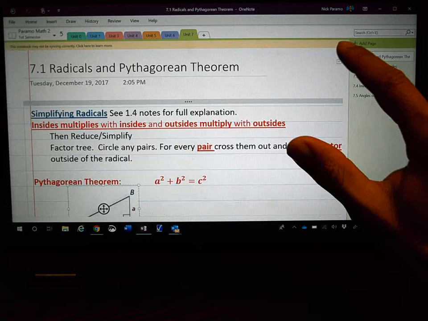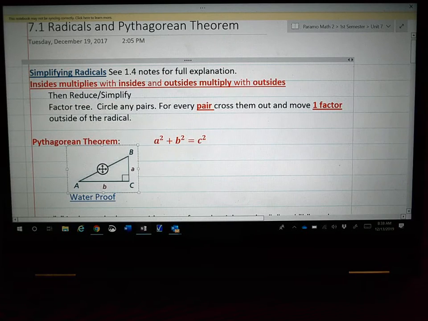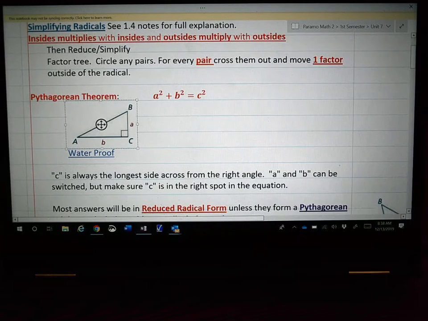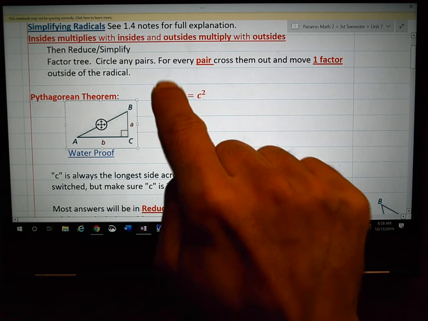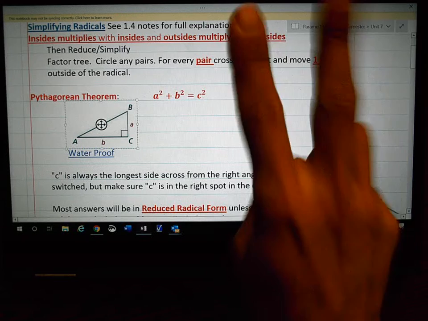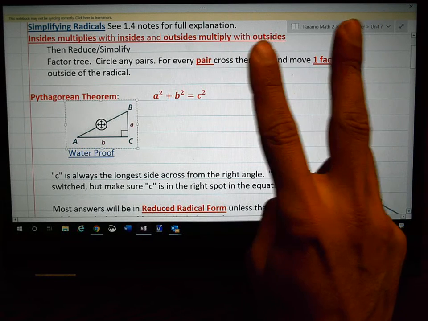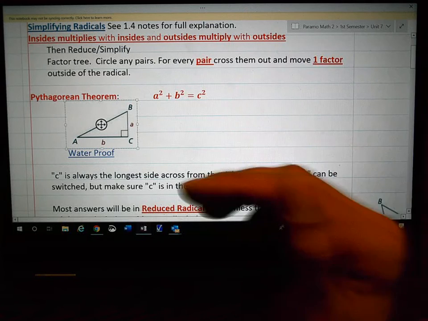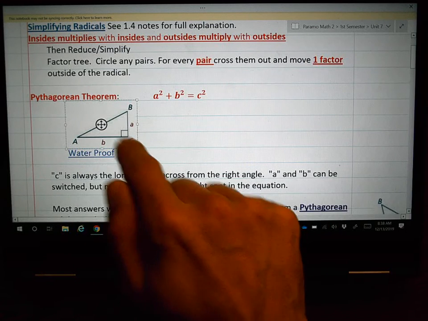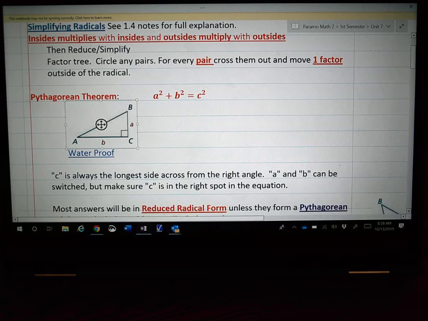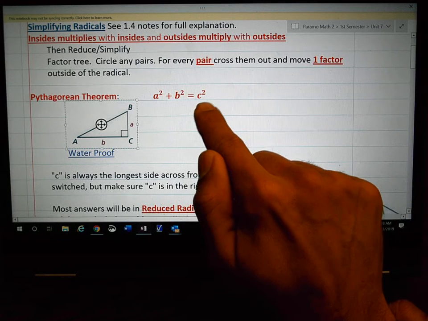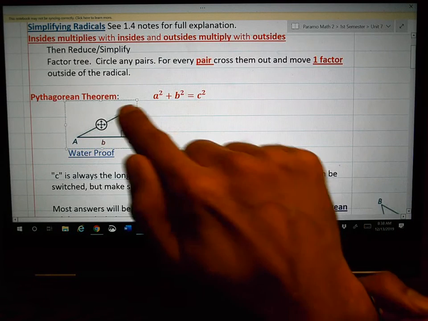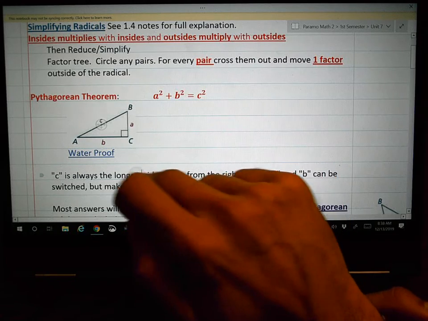The first thing that we should talk about is the Pythagorean Theorem. You should know what it is. It's a squared plus b squared equals c squared. And you can use this when you know two sides of a right triangle and you're trying to find the third side. You have to know two sides. It could be one leg and the hypotenuse or both legs and you're finding the hypotenuse. The hard part was you need to know that C was the hypotenuse or the longest side.